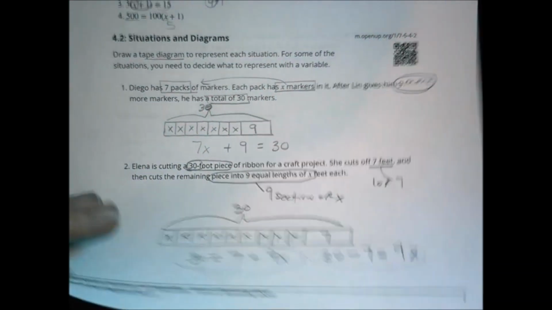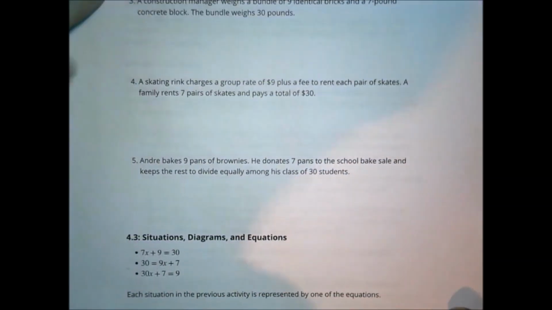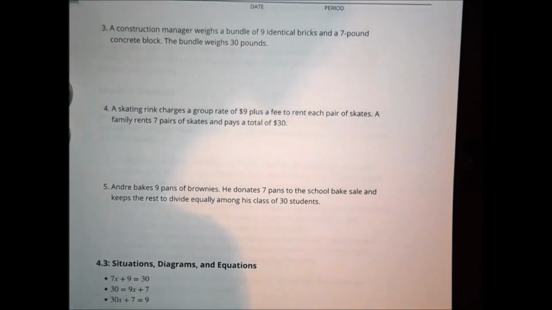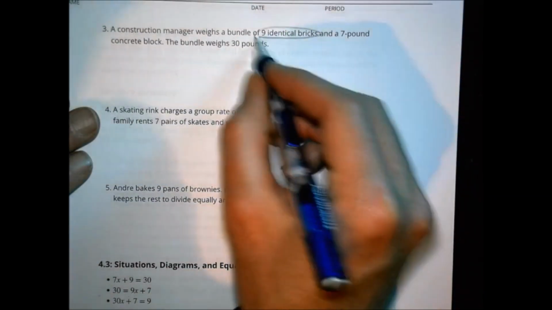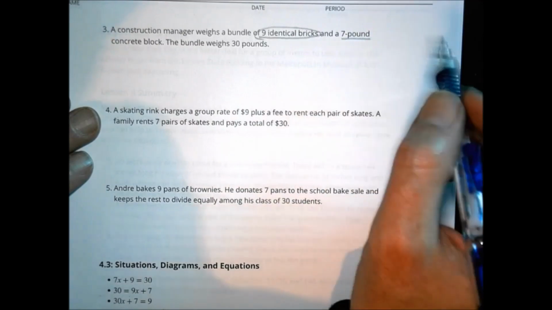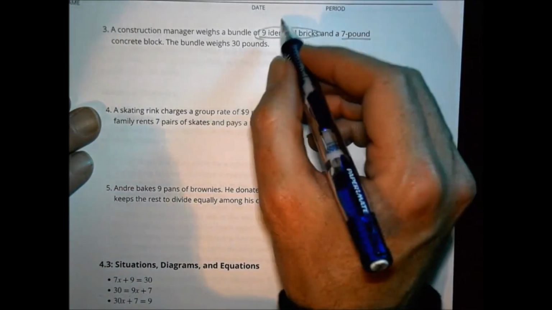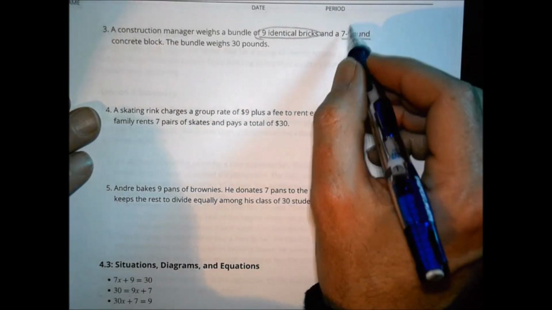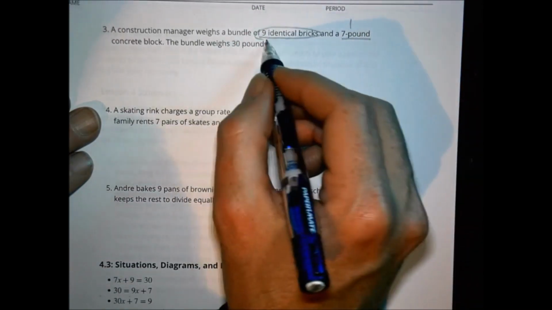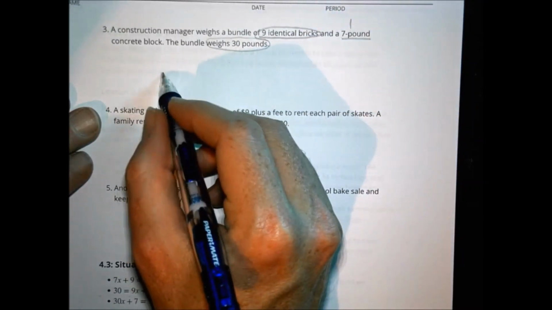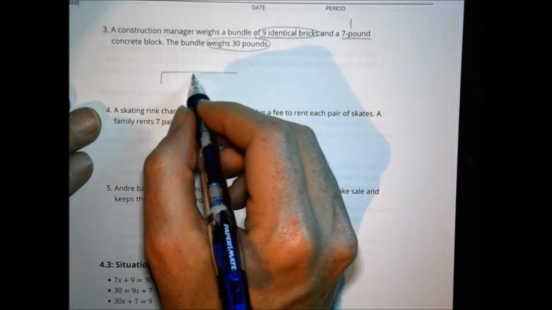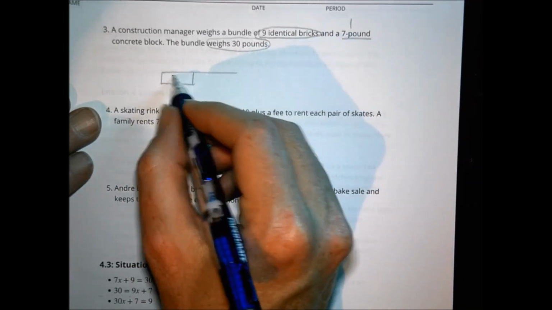Let's look at number 3. For number 3, it says that a construction manager weighs a bundle of 9 identical bricks and a 7-pound concrete block. So we have 9 bricks, and then we have one 7-pound block. The bundle weighs 30 pounds. So the whole thing weighs 30 pounds again. But in this 30-pound thing, we have one 7-pound block. That's our 7-pounder right there.